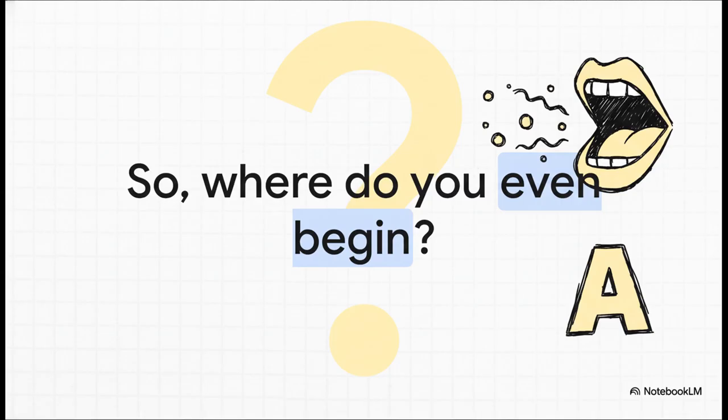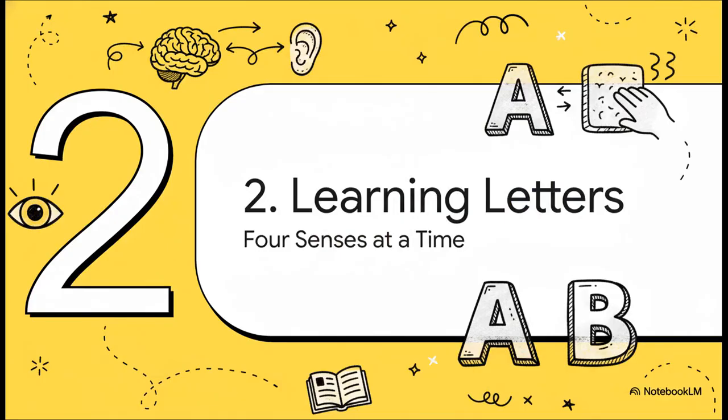Well, you don't start with a word. You don't even start with a book. You start with just one sound and one single letter. The first step is all about making the abstract concrete. And to do this, teachers use this really powerful multisensory technique. The goal is to lock a letter and its sound into the learner's brain using as many different pathways as possible. It's not just about seeing it, it's about experiencing it.